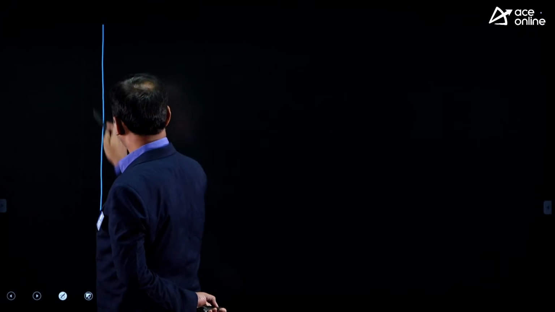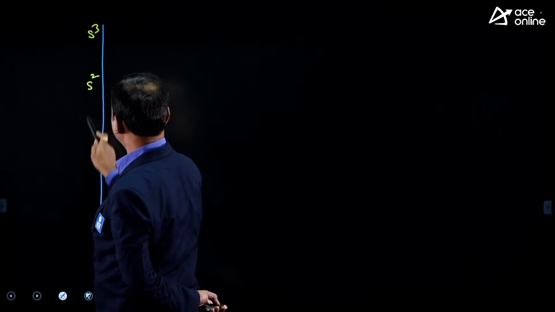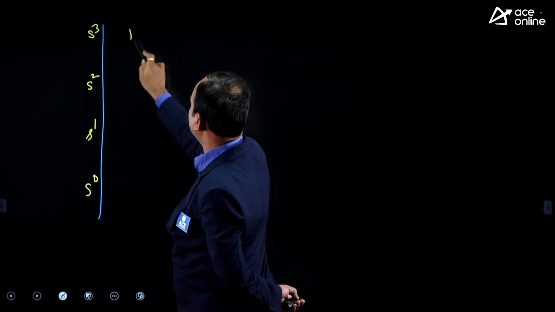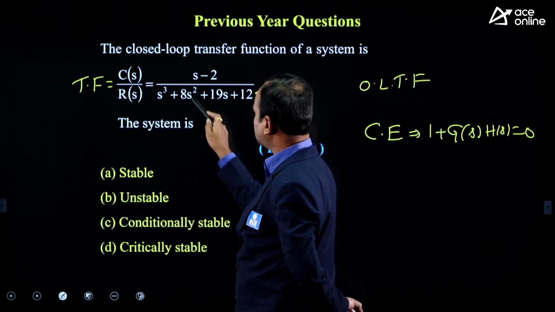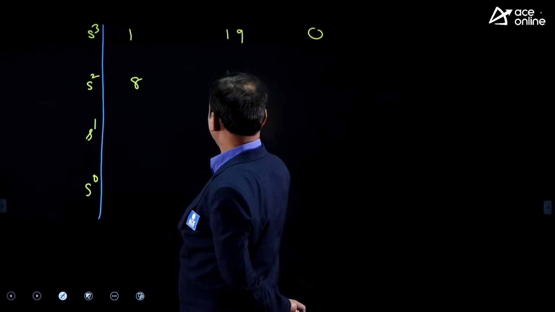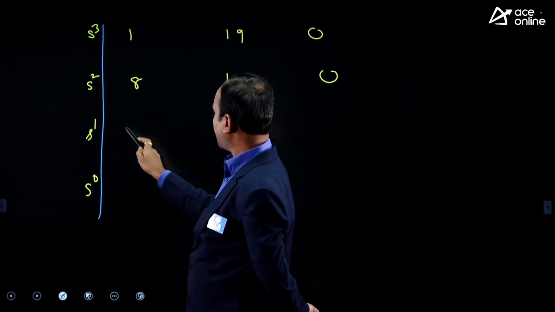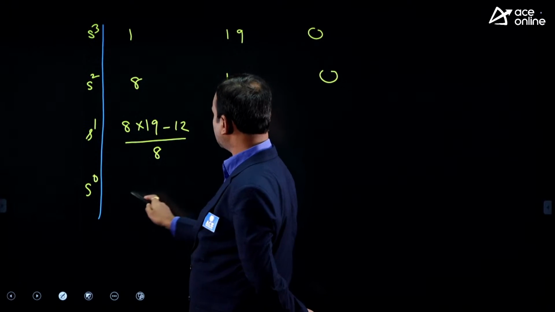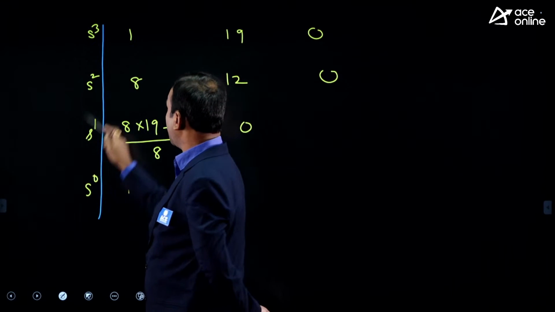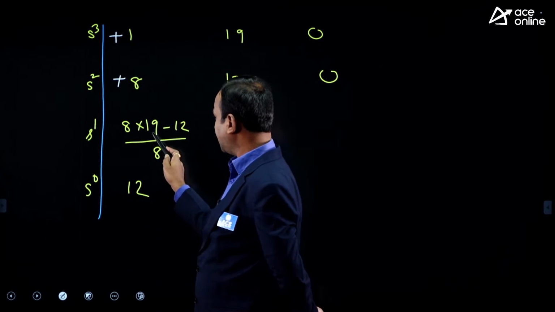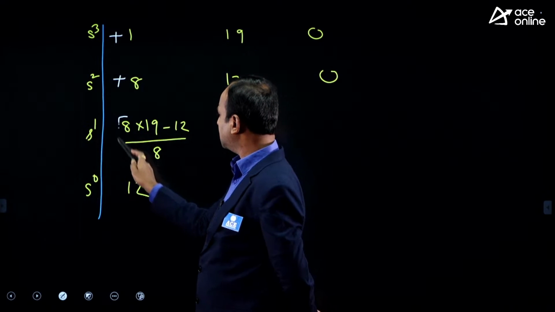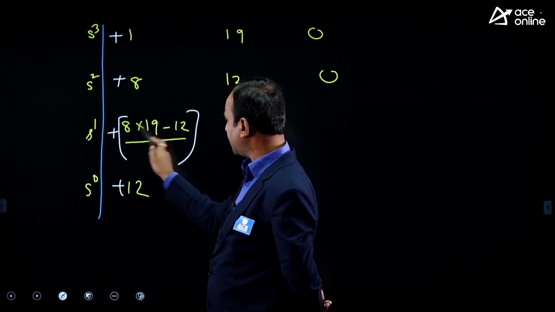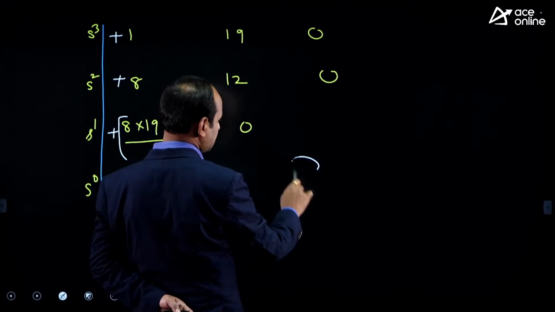Now s cubed, s squared, s to the 1, s to the 0. So the coefficients are 1, 19, 0. Next, 8, 12; alternate elements arranged as 8, 12, 0. Now the product: 8 into 19 minus 12, upon 8, 0. This is 12. Here it is positive, and 8 into 19 is a big number minus 12, so big minus small gives positive only, no need to calculate. So all have the same sign in the first column, the system is stable.